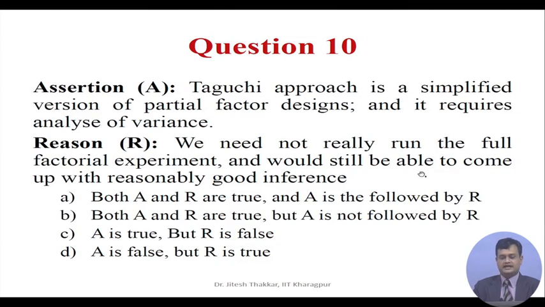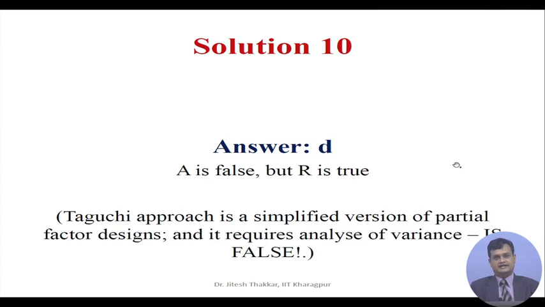Question 10. Assertion: Taguchi approach is a simplified version of partial factorial designs and it requires analysis of variance. Reason: we need not really run the full factorial experiment and would still be able to come up with reasonably good inference. A, both A and R are true and A is followed by R. B, both A and R are true but A is not followed by R. C, A is true but R is false, and D, A is false but R is true. The correct answer is D, A is false but R is true.